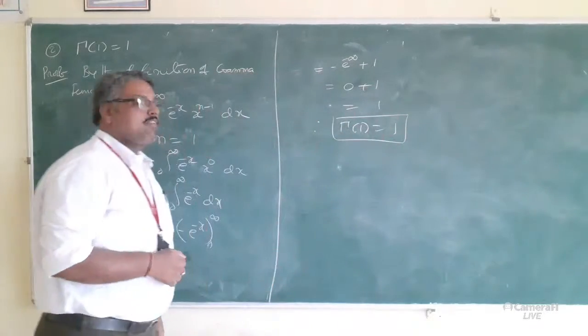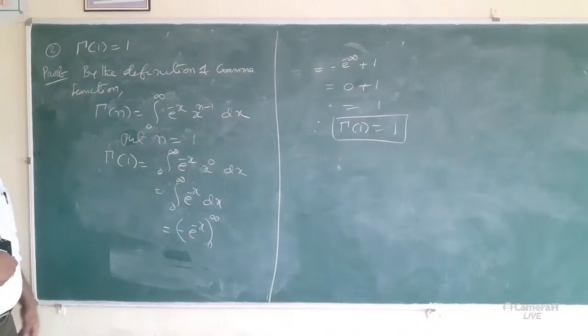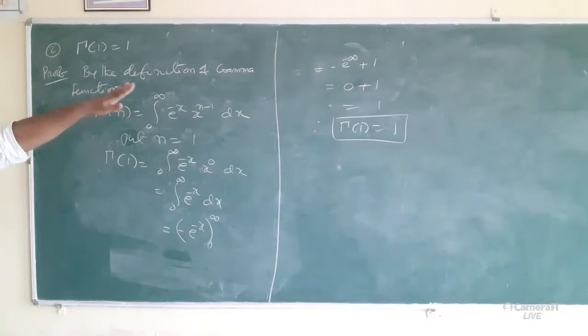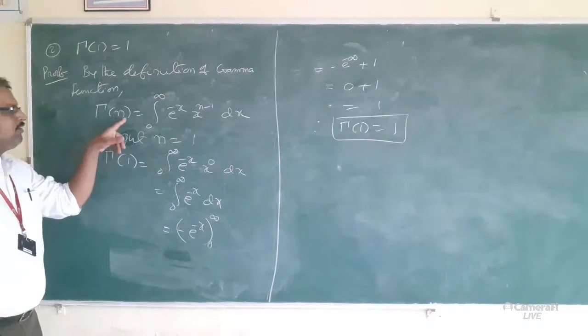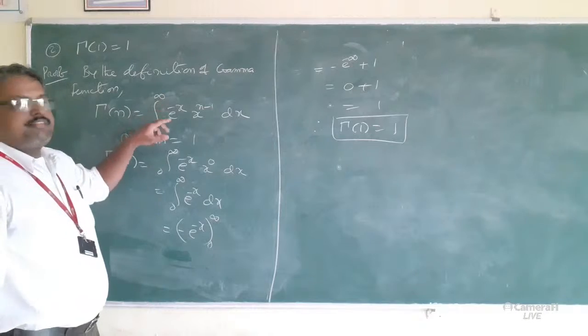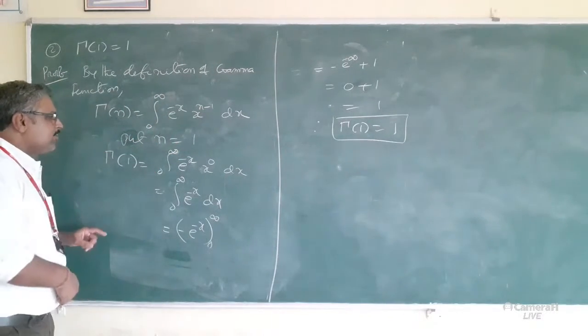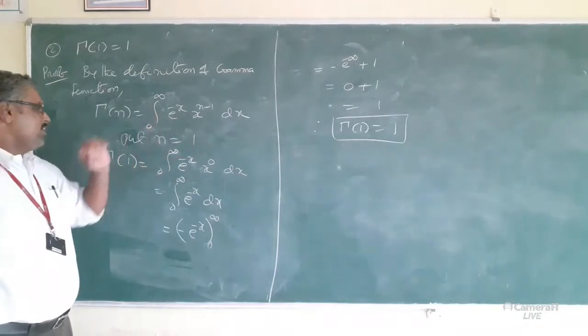I will repeat again. Second property: gamma 1 equals to 1. Now we will prove this one. By the definition of gamma function, gamma n equals integral 0 to infinity, e power minus x into x power n minus 1 dx. Okay. Put n equals to 1.